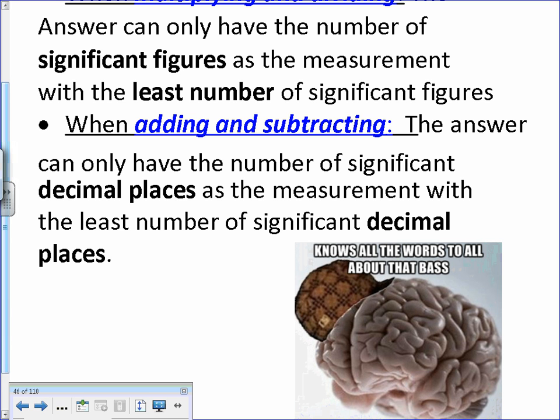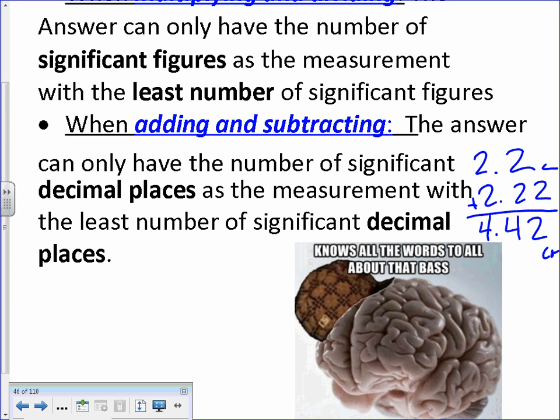I'm going to start with adding and subtracting right here. So let me make up an example. 2.2 plus 2.22. Okay. Add these up for me. 4.42. Okay. Centimeters or something. There we go. So we have these 2 measurements. Which of these is our weakest link? Which one has lesser decimal places? Right. So this one has 1 decimal, and this one has 2 decimals.